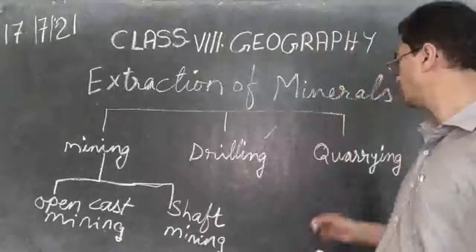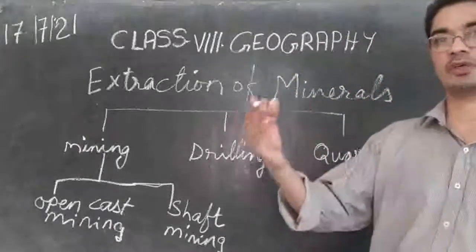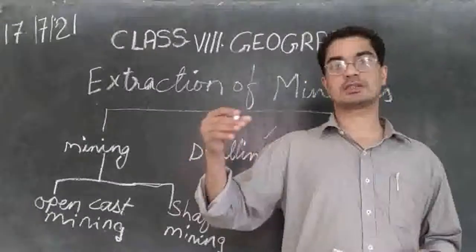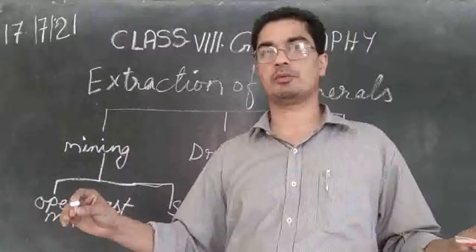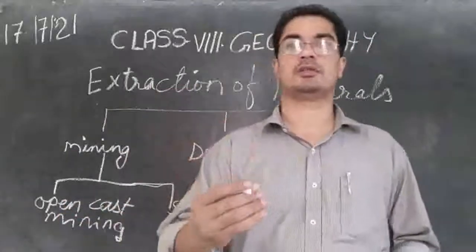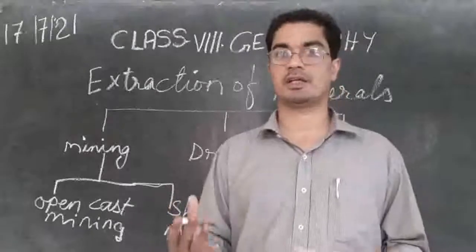Then minerals that lie near the surface are simply dug out by the process known as quarrying. So if it is just on top of the earth, like a rock, we can find the rock that is on top of the soil, we just remove the mud from the top, then we crack it maybe with a bomb or something, then we can take it out.